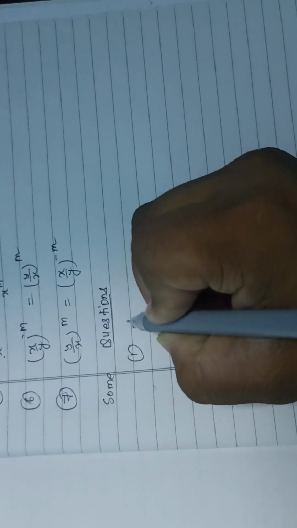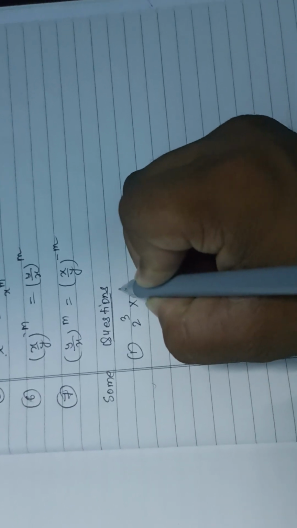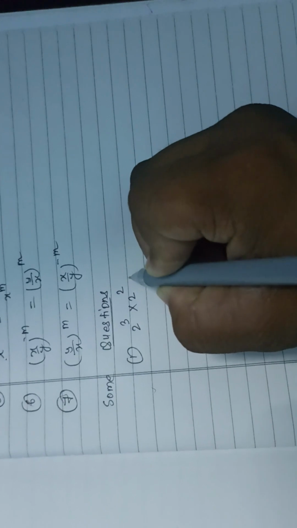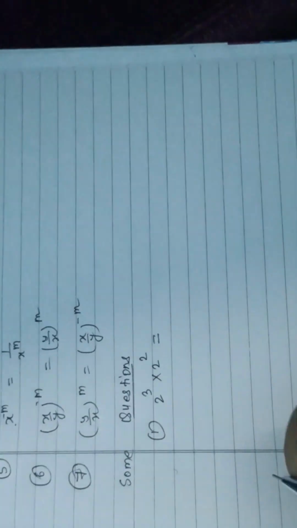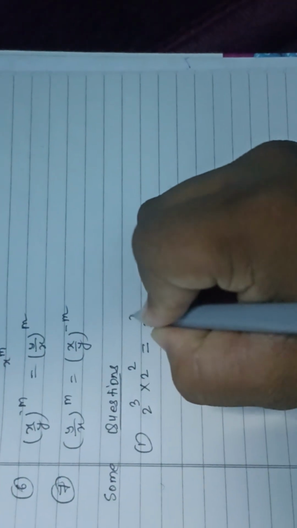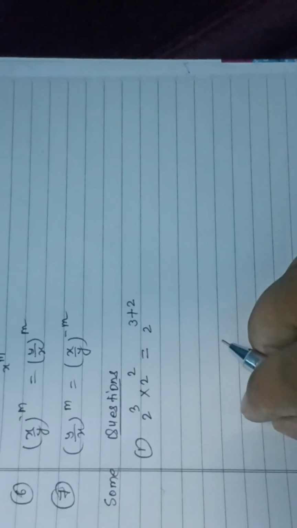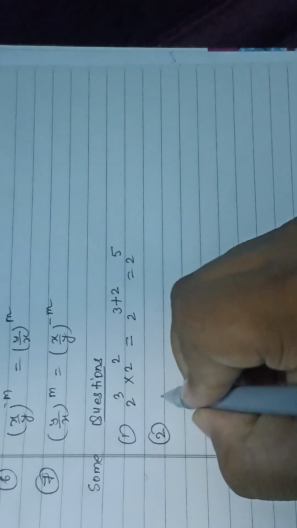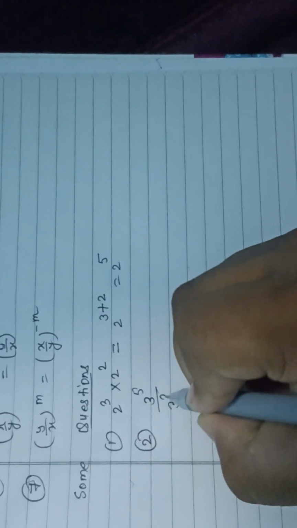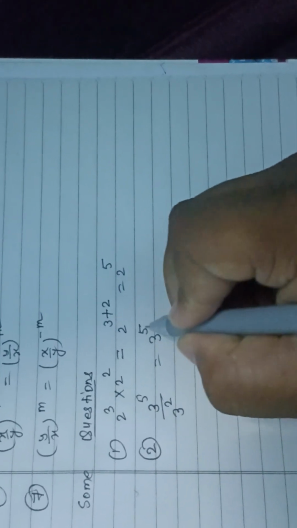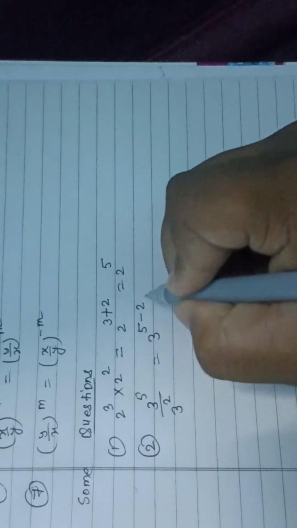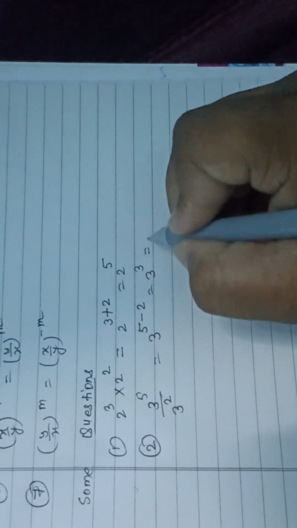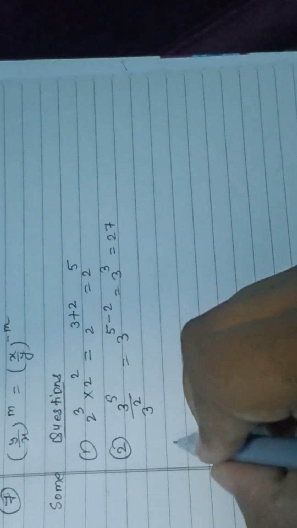Suppose 2 to the power 3 into 2 to the power 2 is given to you, and you have to simplify it. Then you will write 2 to the power 3 plus 2, and this will become 2 to the power 5. And another, suppose 3 to the power 5 divided by 3 to the power 2, then you will write 3 to the power 5 minus 2, this will become 3 to the power 3, that is 27.